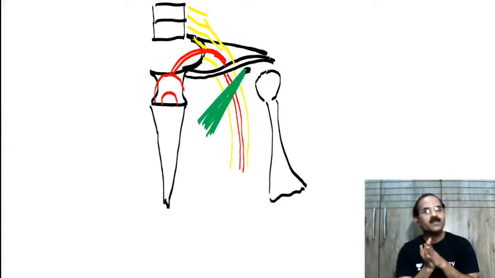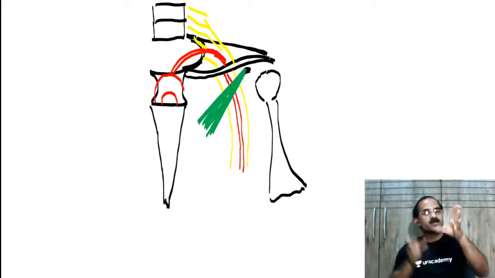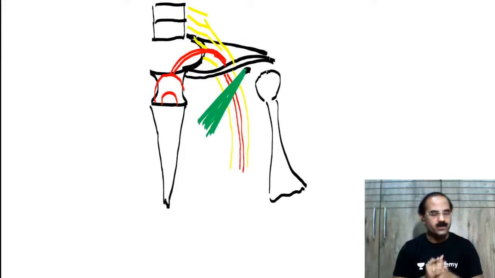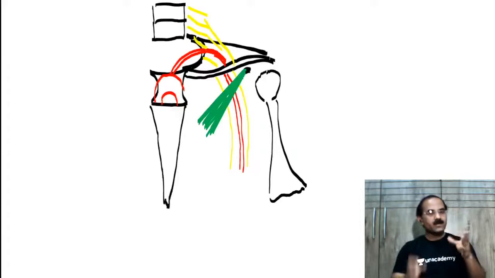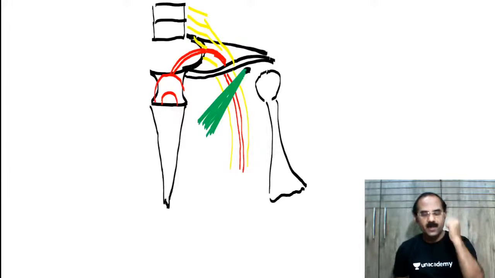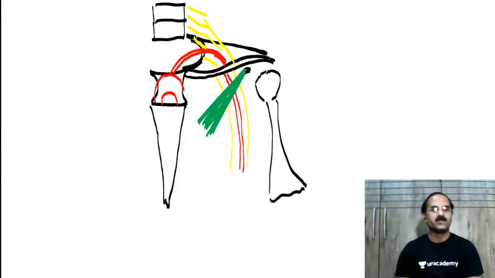And now you tell me, where is the axillary artery with respect to the pectoralis minor? It's behind the pectoralis minor. It's behind the pectoralis minor, right?